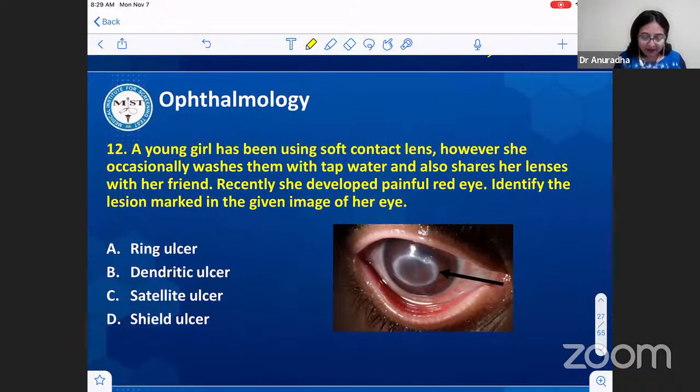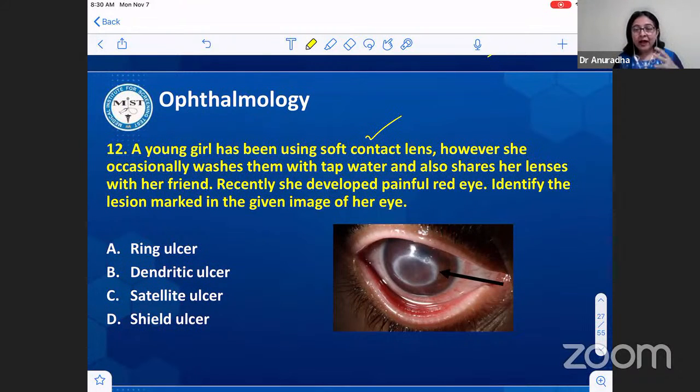Let's read the question. A young girl has been using soft contact lens. However, she occasionally washes them with tap water and also shares her lenses with her friend. So, she's using the lenses, but her practices are very unhygienic. She's cleaning them with tap water. She's sharing her lenses with her friend. Okay. Recently, she developed painful red eye. Identify the lesion marked in the given image.